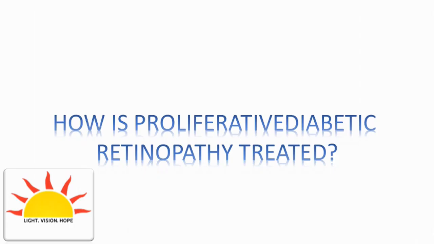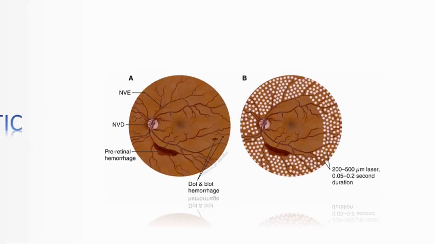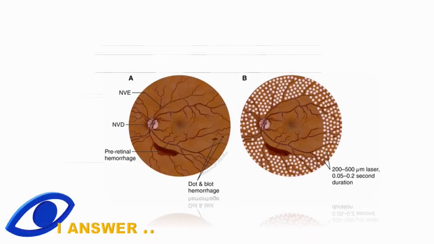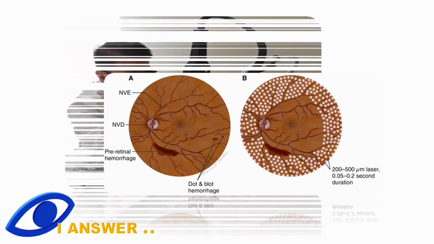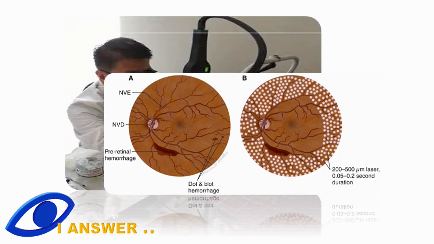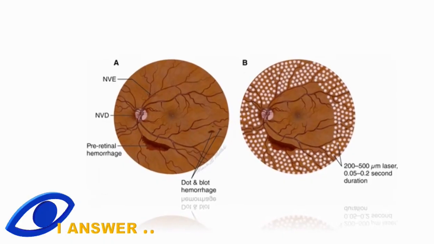How is proliferative diabetic retinopathy treated? The proliferative stage of the disease is treated with multiple laser sittings, which helps in bringing down the growth of unwanted new blood vessels in the retina.